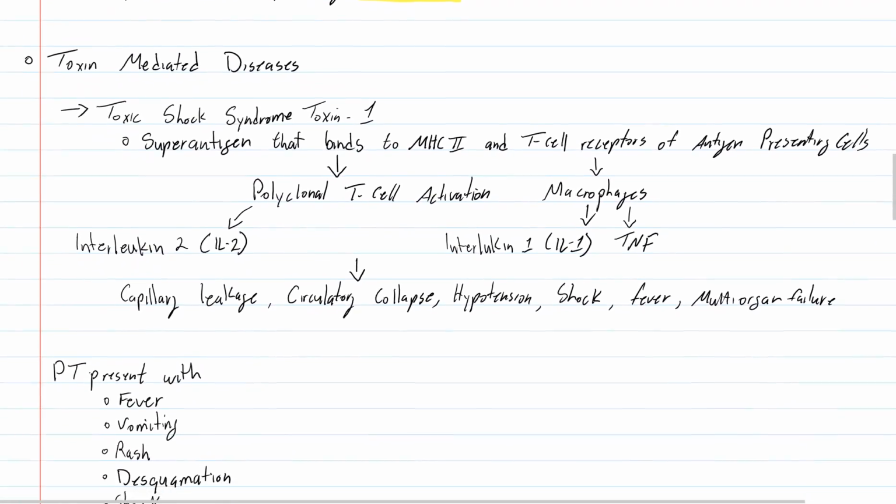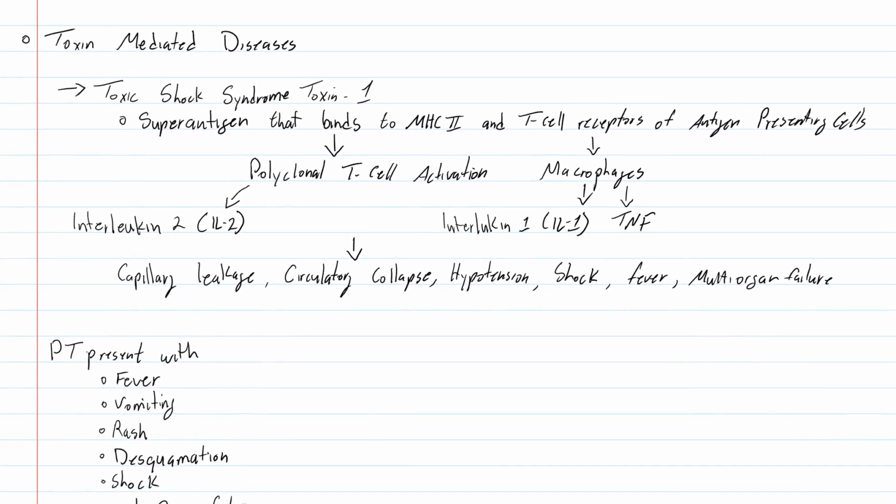Let's go over the toxin mediated disease. In the toxin mediated disease, it causes toxic shock syndrome. Toxic shock syndrome toxin is a superantigen that binds to MHC II and T cell receptors, which leads to polyclonal T cell activation.